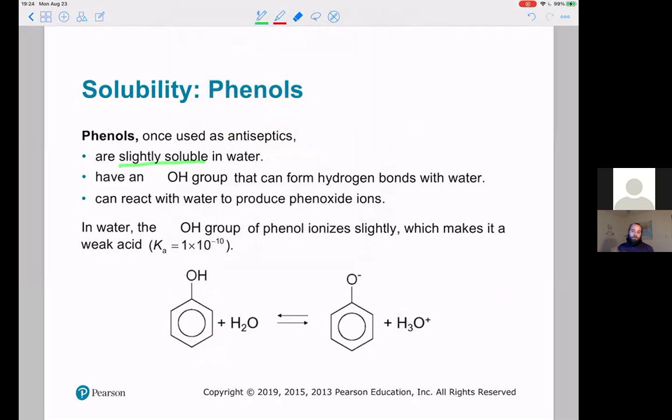Alcohols, ethanol, methanol, etc., don't act as acids ever. Well, not ever, but you need a really strong base to be able to remove those protons. Phenols, you don't. It's kind of complicated and we're not going to go too far into it, but the bottom line is that the negative charge that you get by removing that hydrogen is spread throughout that ring, making it more stable. Because it can ionize slightly, that's what makes it slightly soluble instead of insoluble.